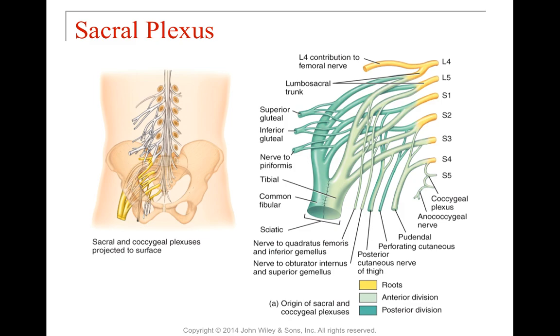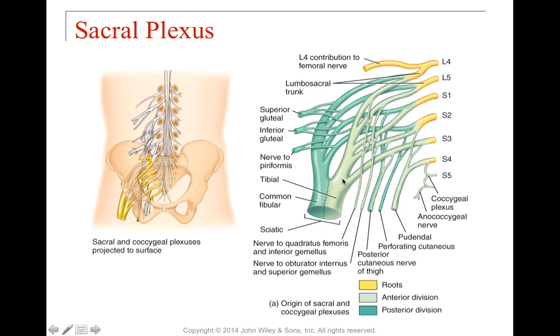This is the sacral plexus. The sacral plexus is found just underneath the lumbar plexus. The sacral and the coccygeal plexus are projected up to the surface, same thing with the lumbar. These are all going to be much further internal, but just so you can see them, they're projected up. So L4 and L5, L4 runs into the lumbosacral trunk, which then runs into here the common fibular, which is then combined with the tibial into the sciatic nerve. So the sciatic nerve actually comes from L4 all the way down to S3. And so this is why any one of these can be injured and can cause pain.